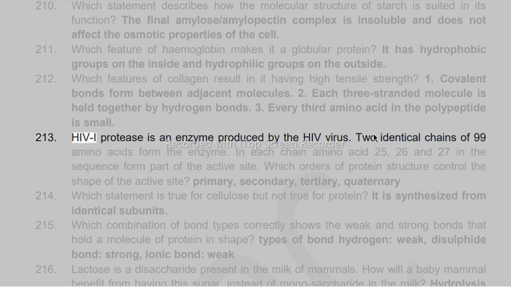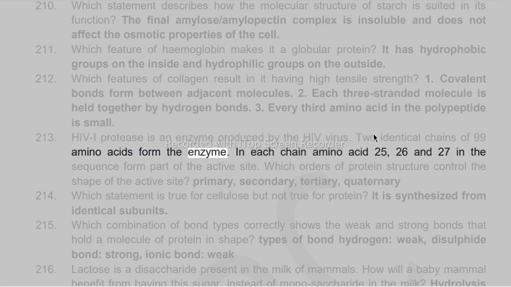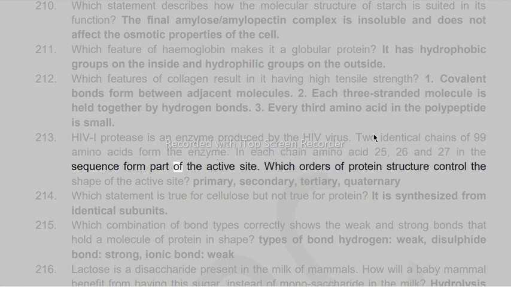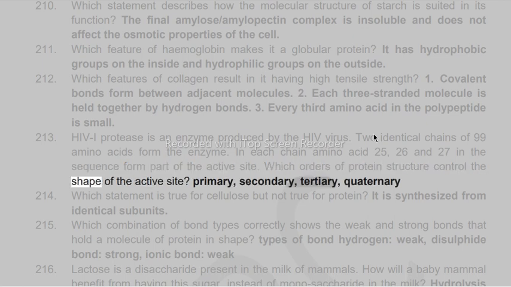213. HIV protease is an enzyme produced by the HIV virus. 2 identical chains of 99 amino acids form the enzyme. In each chain, amino acids 25, 26 and 27 in the sequence form part of the active site. Which orders of protein structure controlled the shape of the active site? Primary, secondary, tertiary, quaternary.